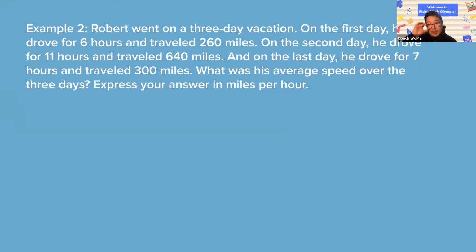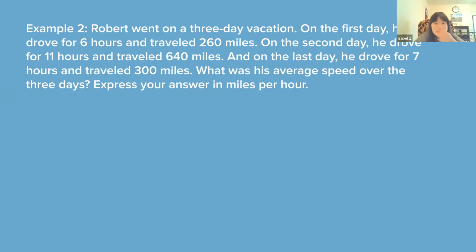Isabel? So the average speed of a bunch of stuff is total distance over total time. So I just added up 260 and 640 and 300, and I got 1,200. And then I added up 6 plus 11 plus 7, and I think I got 12. And then the answer was like 50.